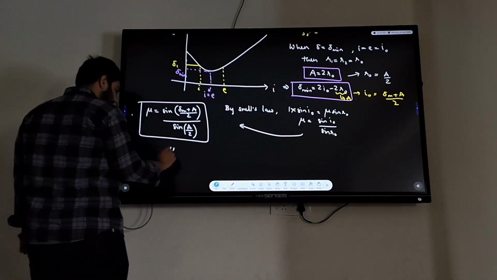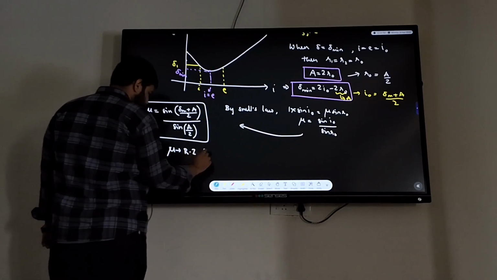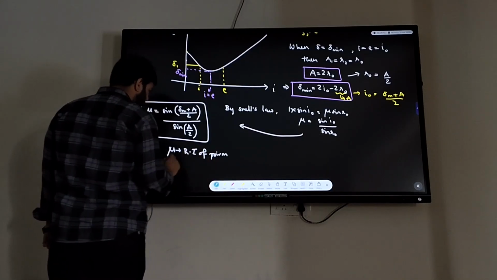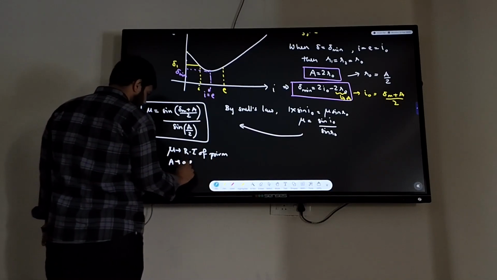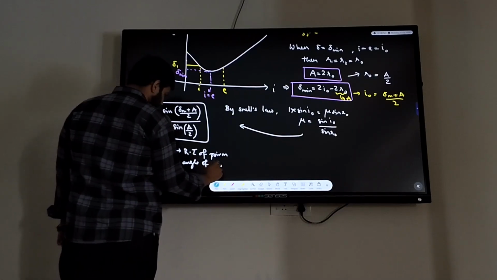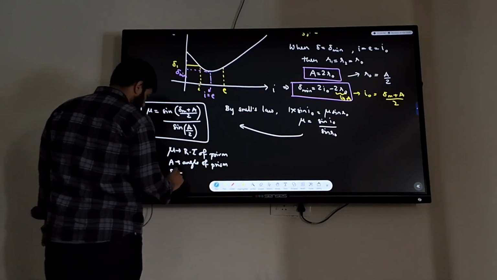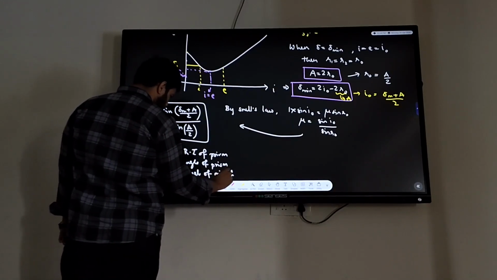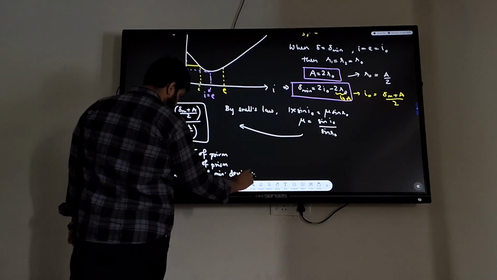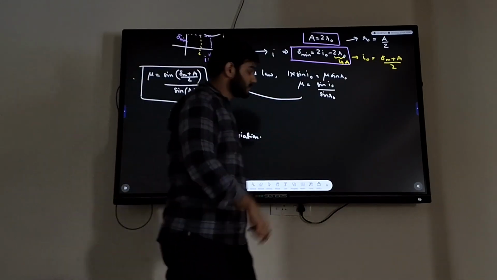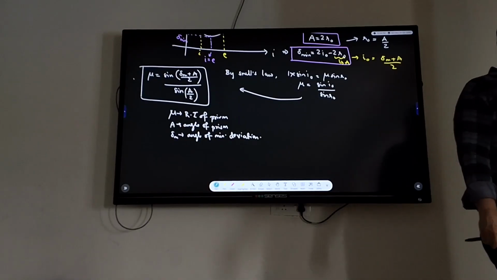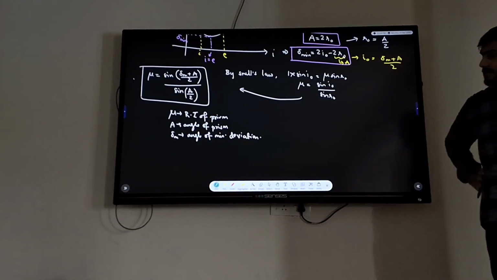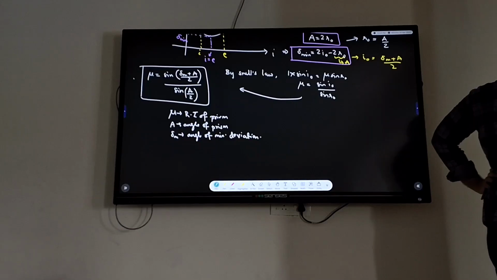So mu is the refractive index of prism. What is A? Angle of prism. And what is delta min? Angle of minimum deviation. If you're done with this, tell me. I have to write some notes as well.